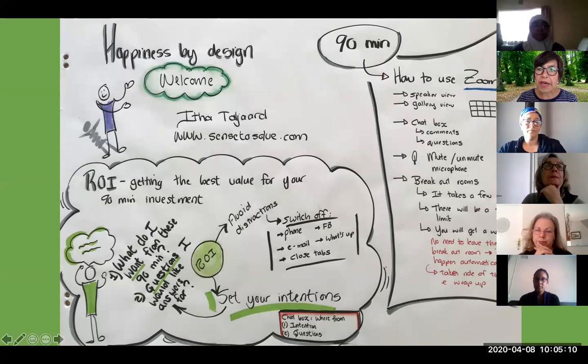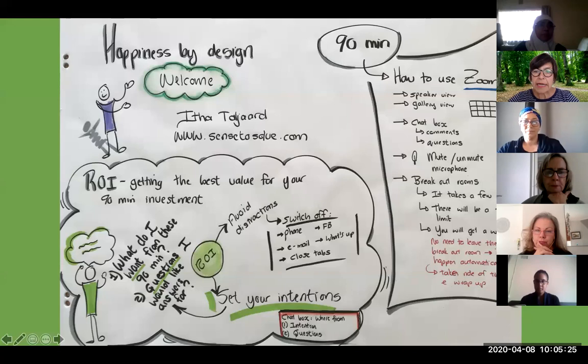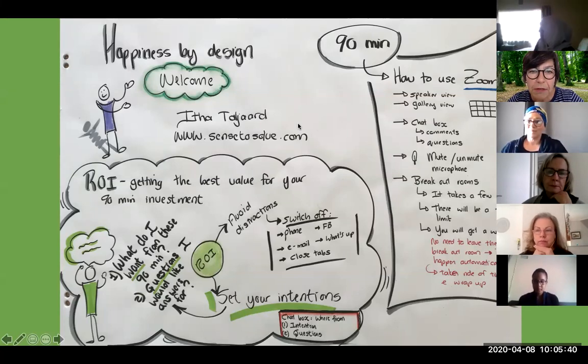You will see you have different views. You can have just a speaker view or a gallery view, so you can change what you see on your screen. There is a chat box where you can add comments and ask any questions. You can mute yourself, so I have muted everybody by default. If you do want to make a comment, you need to unmute yourself.